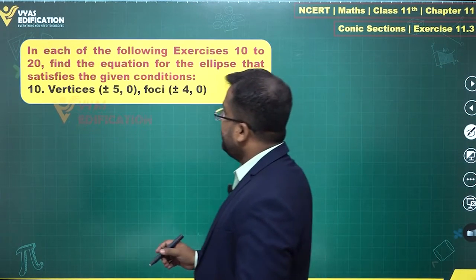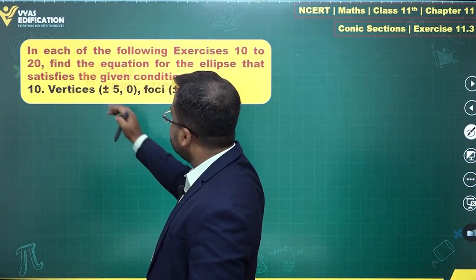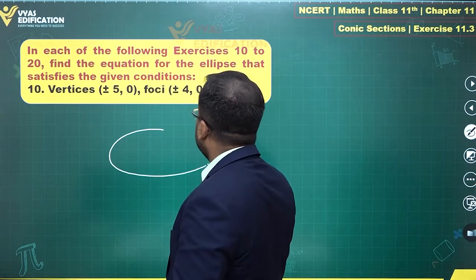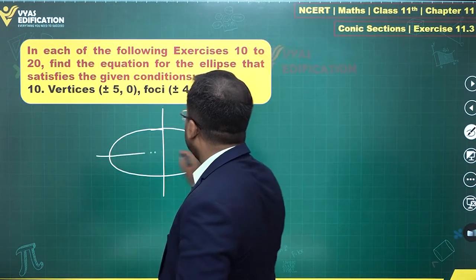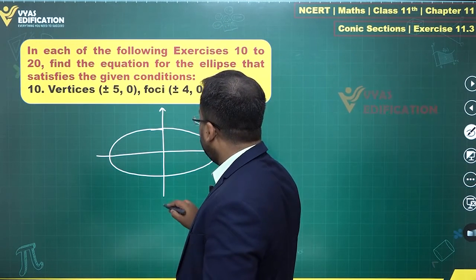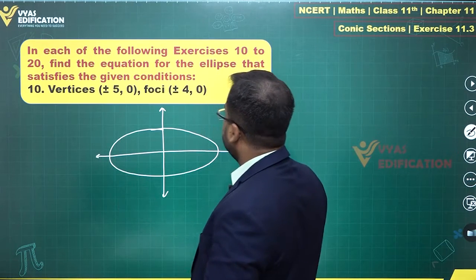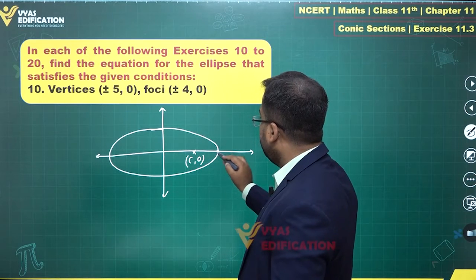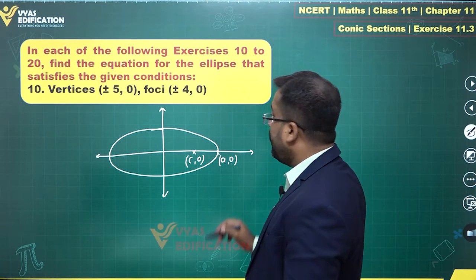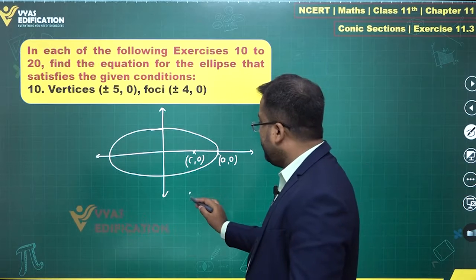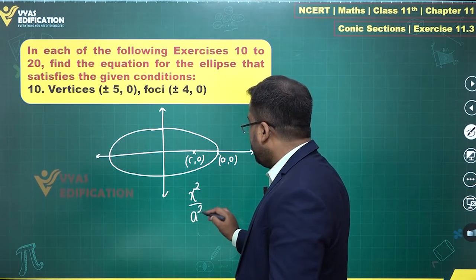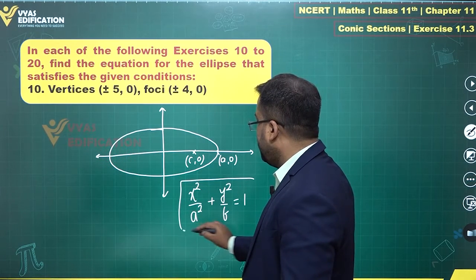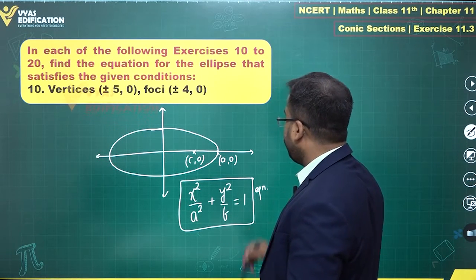So let's see. Vertices, as you can see, vertices and foci both lie on the x-axis, so this looks like a horizontal ellipse, right? Yes. And the important things that are given over here, this is c comma 0, this is a comma 0, and if you observe carefully, the equation first of all will be x square by a square plus y square upon b square equals 1. This is the equation of ellipse.